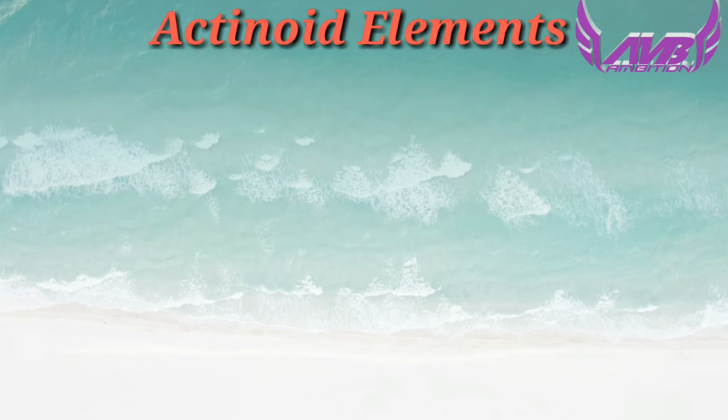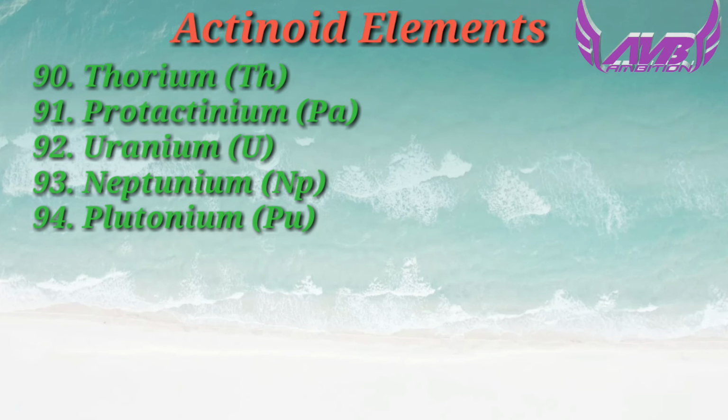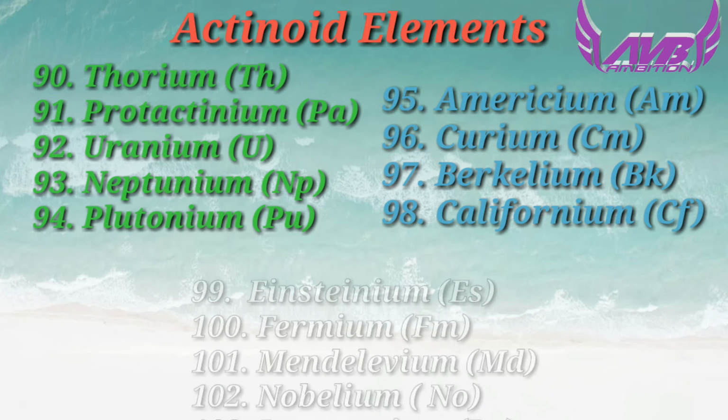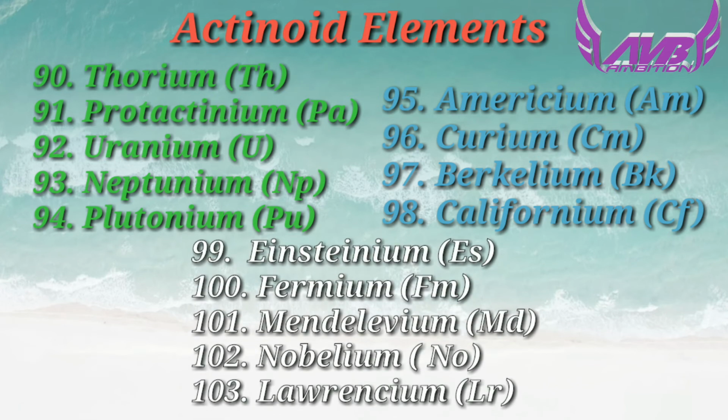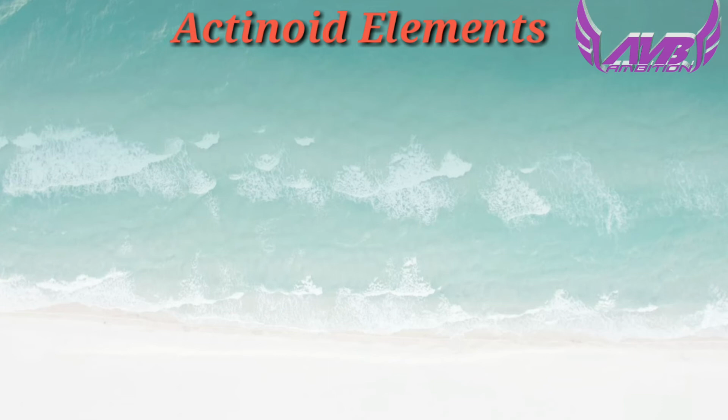The elements of the actinoid series are thorium, protactinium, uranium, neptunium, plutonium, americium, curium, berkelium, californium, einsteinium, fermium, mendelevium, nobelium, lawrencium. The actinoid series is also a long series of 14 elements, so for our convenience we are going to divide them into three small segments.